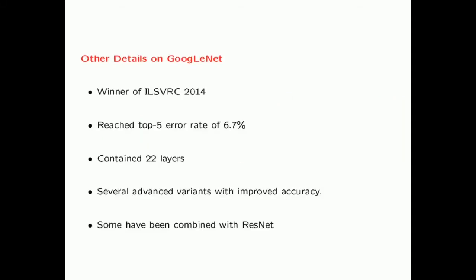Now, GoogleNet was the winner of ILSVRC 2014, and it reached a top 5 error rate of 6.7%. Note that this is better than VGG. It contained 22 layers, and several advanced variants were proposed with improved accuracy. And some have been combined with a recent article called ResNet, which is what we'll discuss in the next slide.